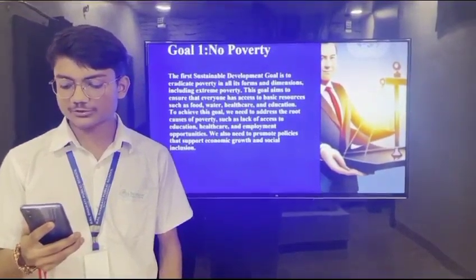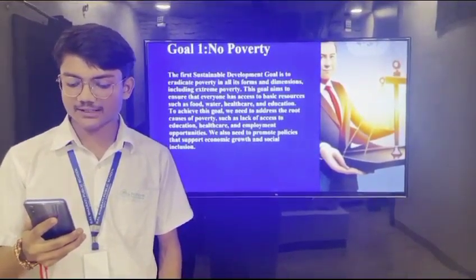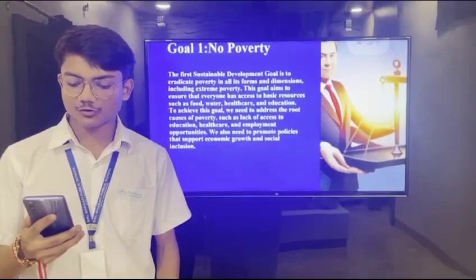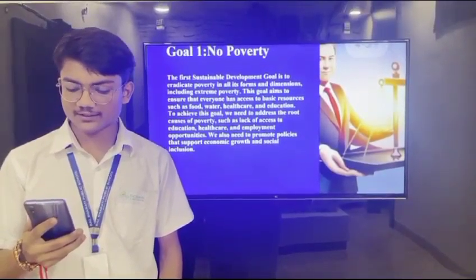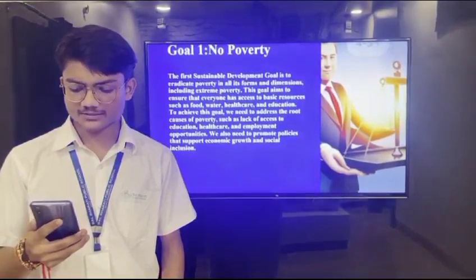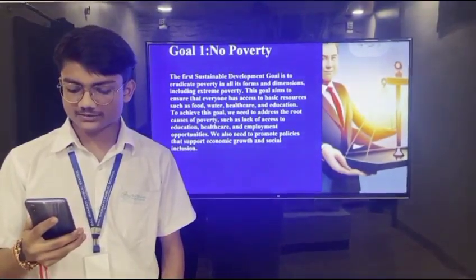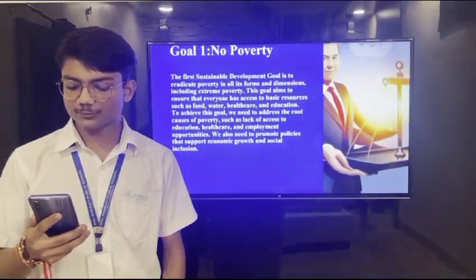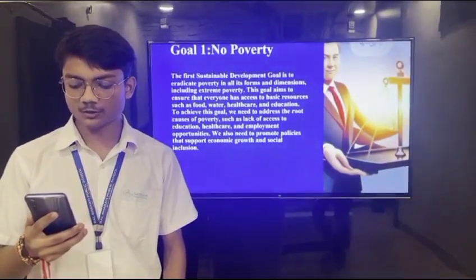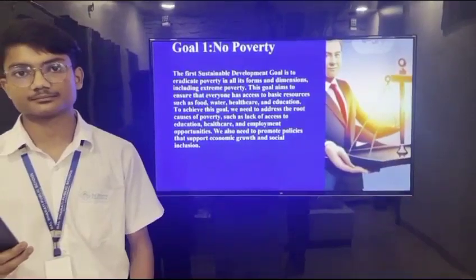This objective is to guarantee that every person has access to necessities like food, water, healthcare, and education. To accomplish this, we must address the underlying causes of poverty, such as limited access to employment opportunities, healthcare, and education. We also need to support social inclusion and economic growth measures.